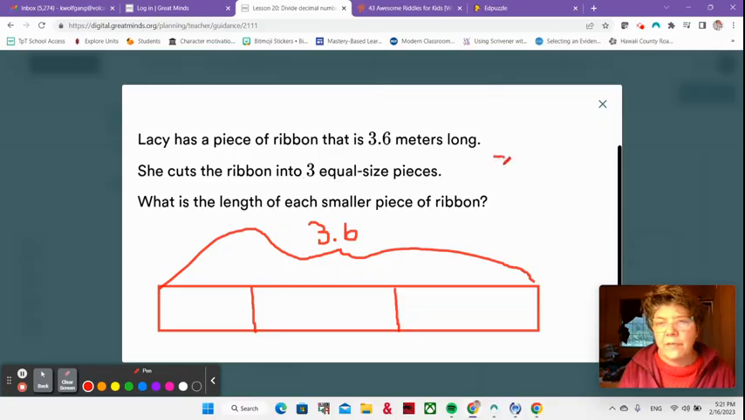So now we have 36 tenths, right? Because we're going to name it by its smallest place value. What digit is our 6 in? 36 tenths divided by 3. Now we know that 36 divided by 3 is 12 because we just did that, right? We don't need to do it again. And that would be 12 tenths.